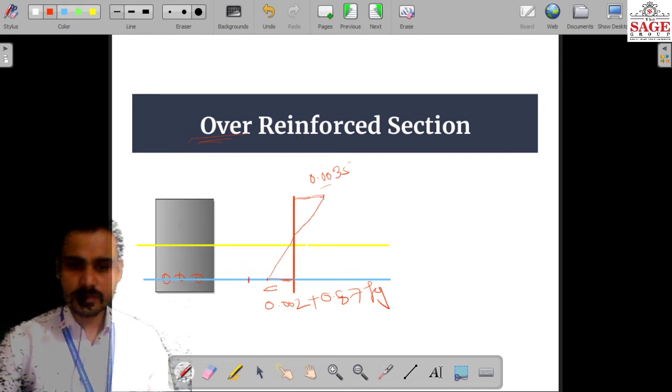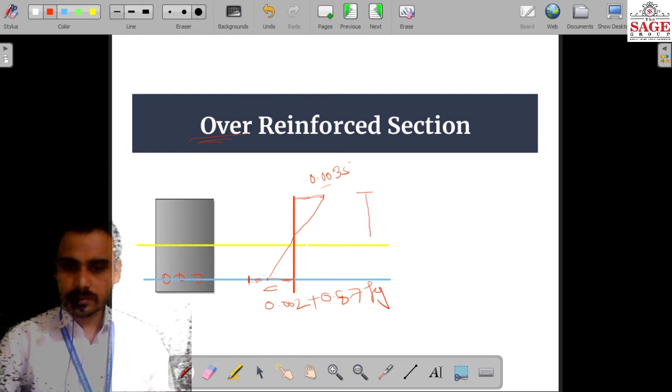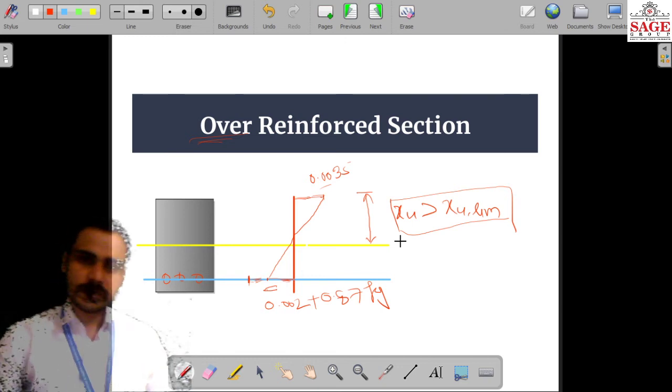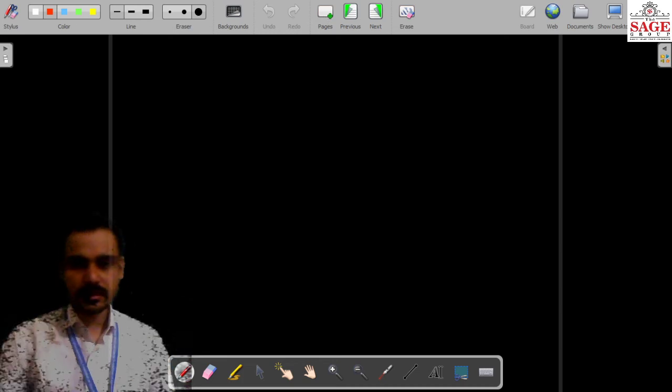The minimum value of strain in steel will occur at that particular place. And the depth of the neutral axis in the case of an over reinforced section will be greater than the limiting depth of neutral axis. Why it is happening, how the depths are variable, we can understand the concept very easily here.